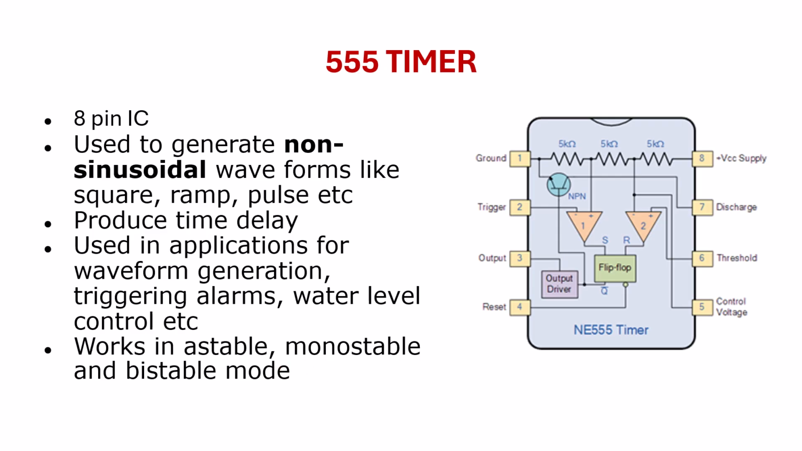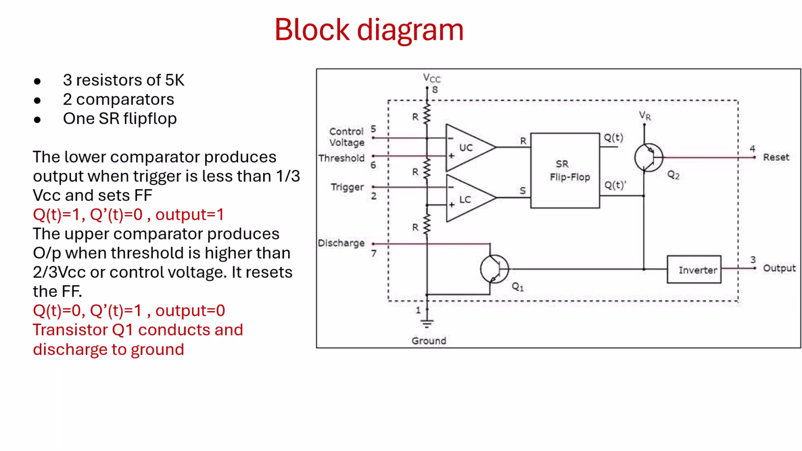It works in three modes: astable, monostable and bistable mode. We have learnt about astable mode, monostable mode and bistable mode earlier. The same definitions go here also. Now let me see the block diagram of the 555 timer.